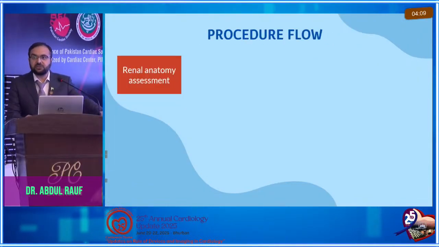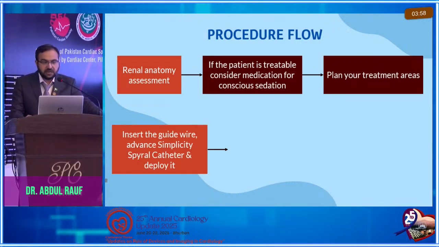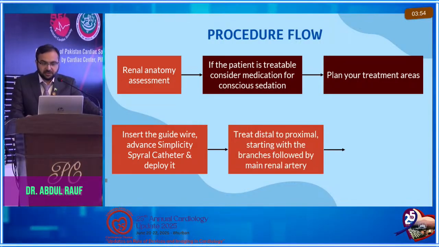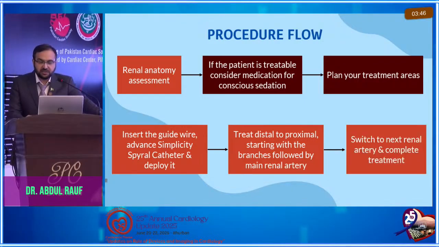The procedure is very simple. You assess the renal anatomy. Then, if the patient is treatable, give medication for conscious sedation. Plan your treatment areas, insert the guide wire, advance the Simplicity spiral catheter and deploy it. Treat distal to proximal, starting with the branches followed by the main renal arteries. Once one side's artery is done, go to the other artery and treat it.